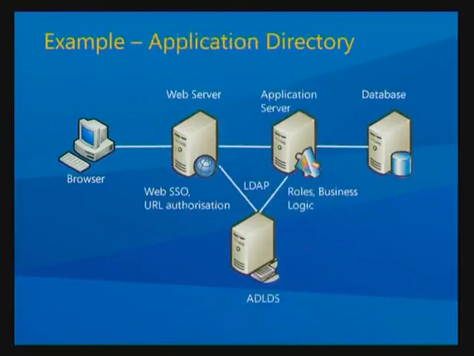Another example is using it as an application directory. So in this case, I might use the store to maintain, for example, user credentials. I can use that for web single sign-on applications. So most of the web single sign-on applications can be back-ended by a LDAP directory, and Active Directory Lightweight Directory Services is perfectly suited for those types of applications. I can do things like URL authorization for web pages. So it really gives me a very rich directory service that can protect the front end of a web application. More importantly, at the business logic layer, I can start to use it to also build up my rules and business logic. So I might do some authorization checks based on queries that I submit to the directory.